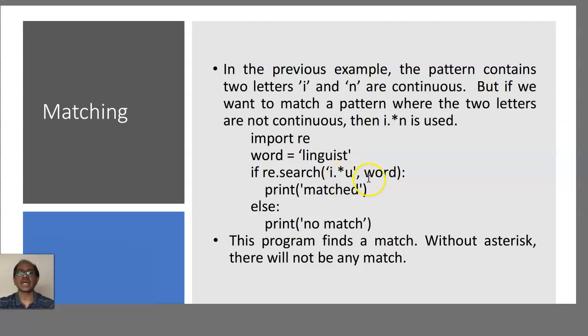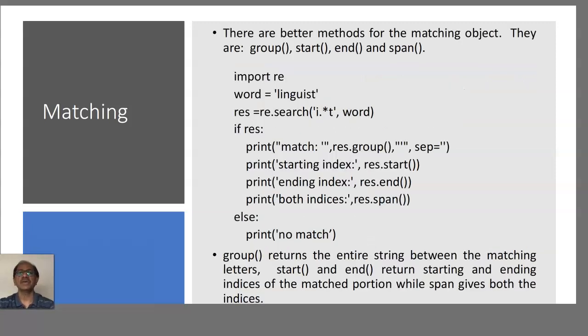We are matching two characters here, but there are other kinds of methods where we can match everything together. There are better methods. The methods are given here. Group, we have already seen an example of group in the previous program, and we have start, end, or span. What do these mean, and how do we write them? Look at this program here.